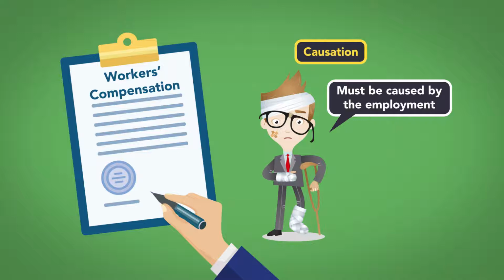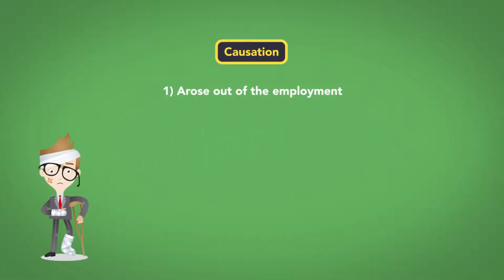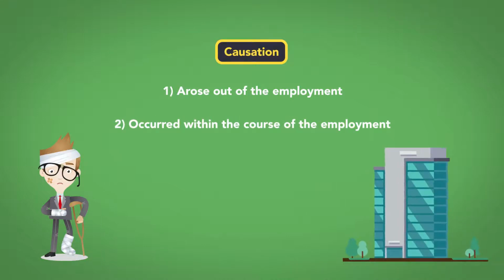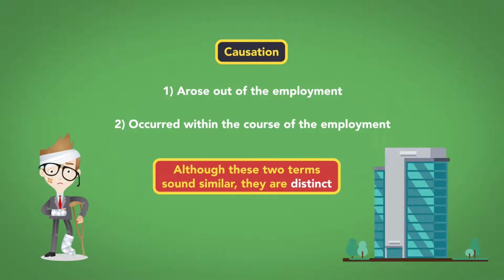This requires the employee to prove both that the injury 1. Arose out of the employment and 2. Occurred within the course of the employment. Although these two terms sound similar, they are distinct, as our discussion will demonstrate.